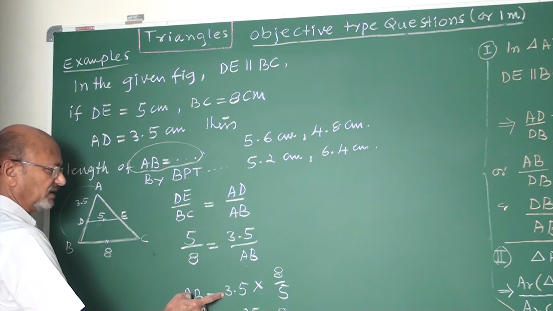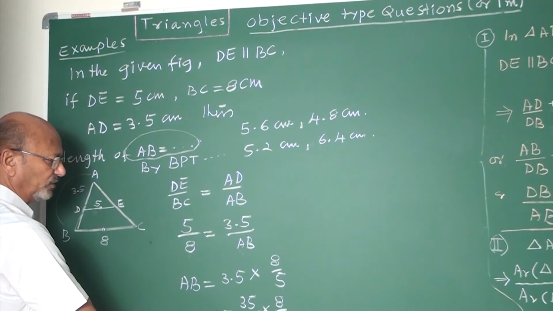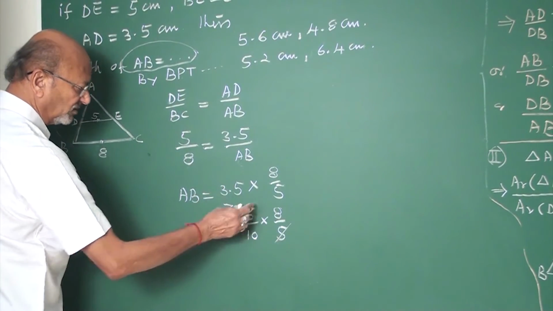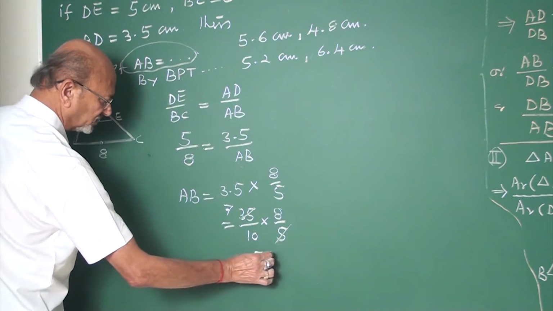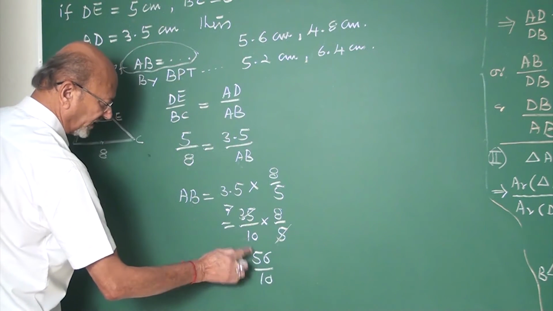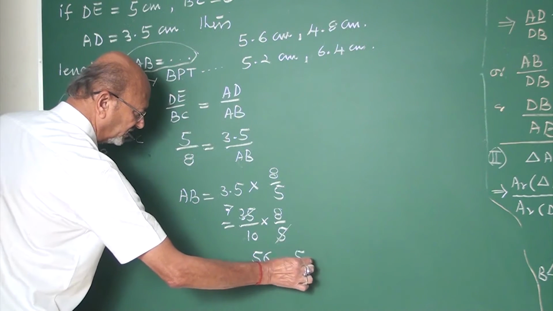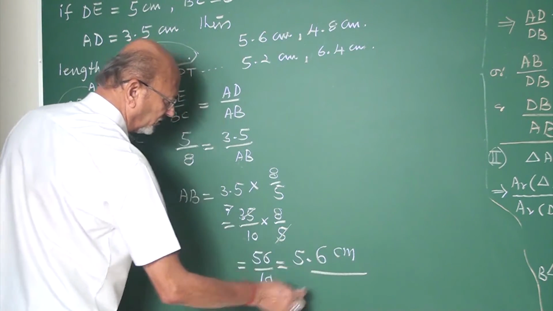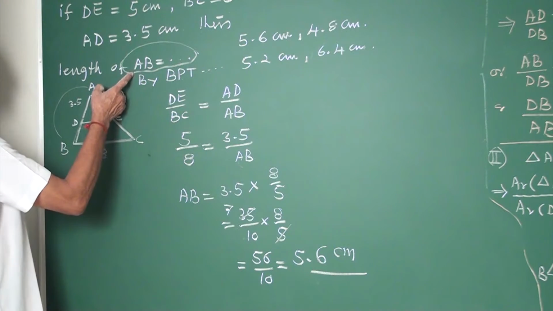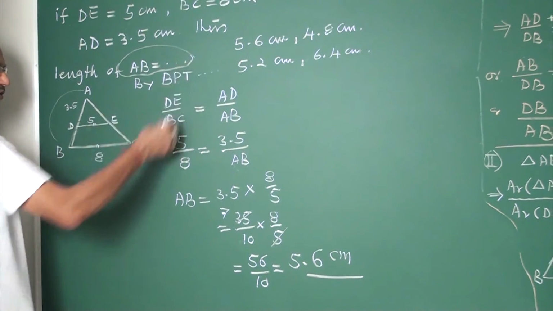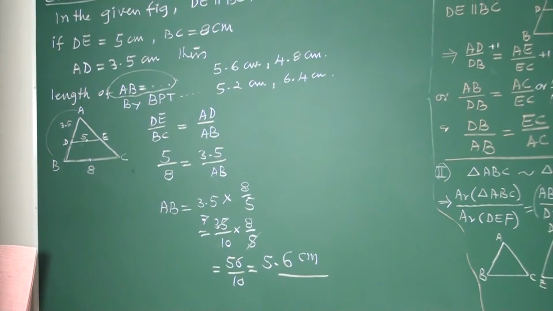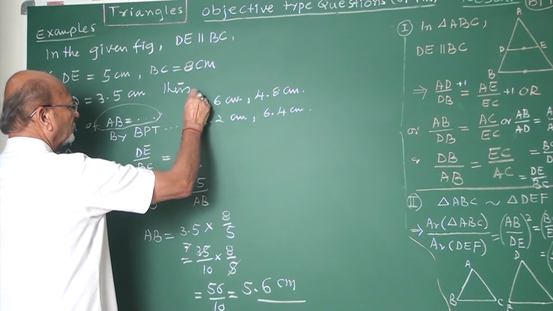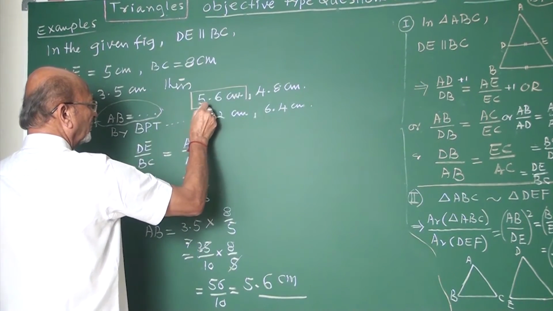My friends, decimal is converted in terms of fraction. Don't cancel 5, you cancel 5 with this. My friend, it is 7. What is 7 into 8? 56. 56 upon 10. Don't cancel. This helps you in writing, converting in terms of decimals. Therefore, my friends, what is the value of AB? 5.6. Which option is the correct answer? First option is your correct answer, my friends.